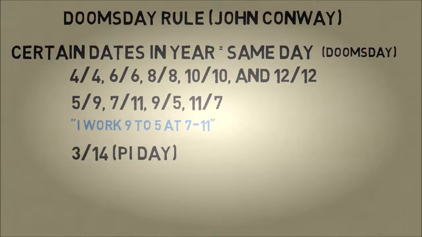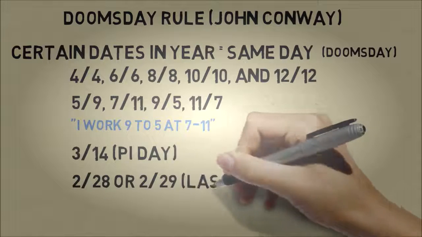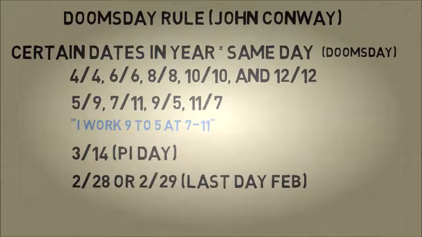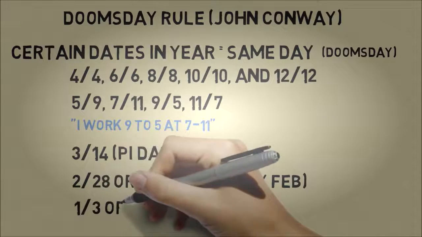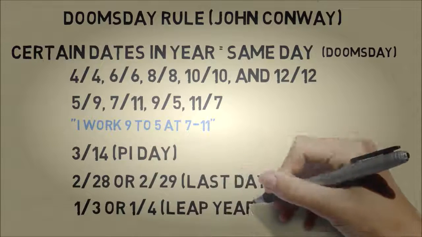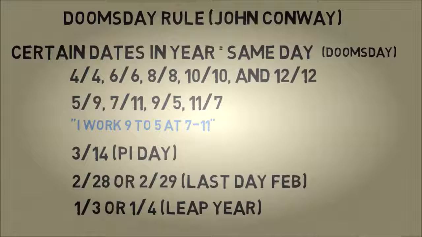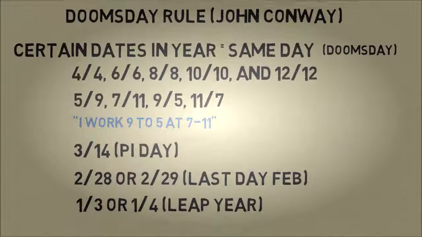The date March 14th will also be on the same day, as will the last day of February. The last day in February will either be 2/28 or 2/29 in a leap year. And the 3rd of January or the 4th of January in a leap year will also be on the same day. So all of these dates will fall on the same day in a calendar year.